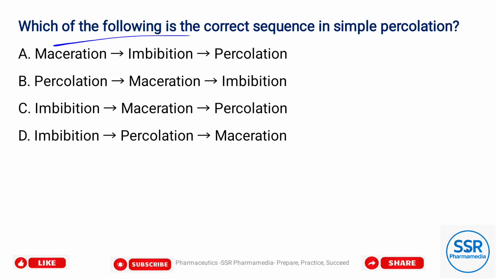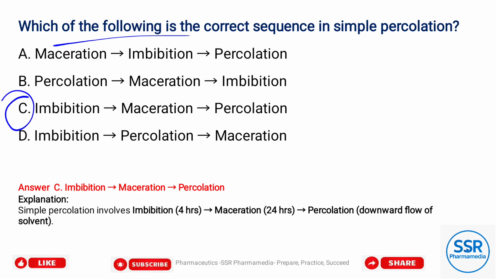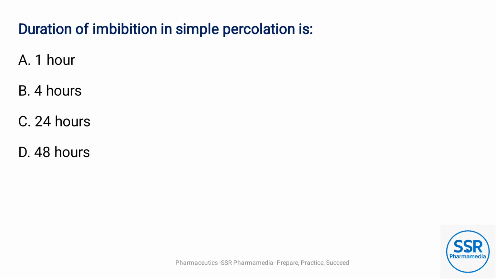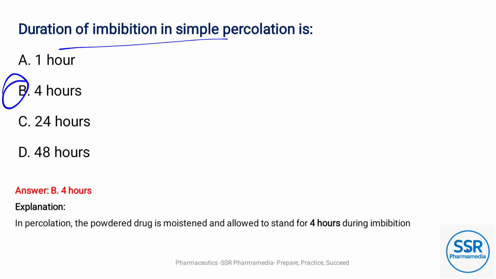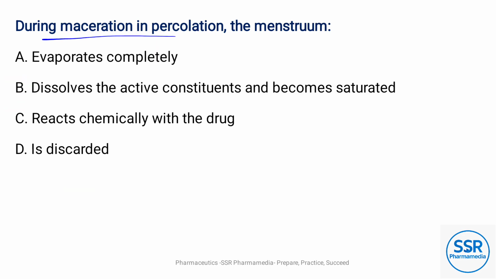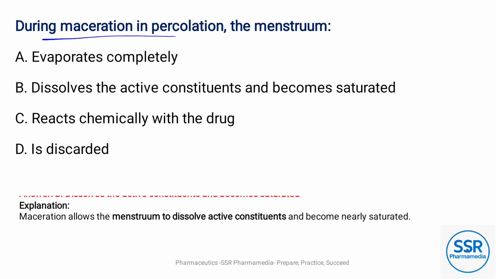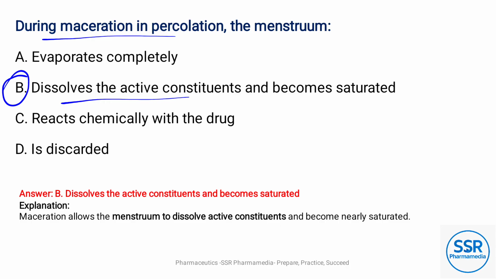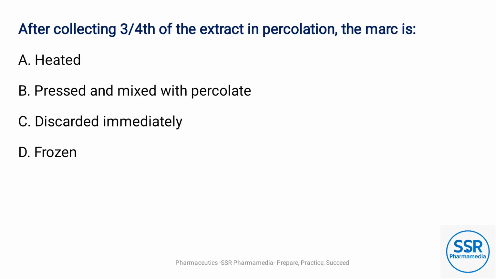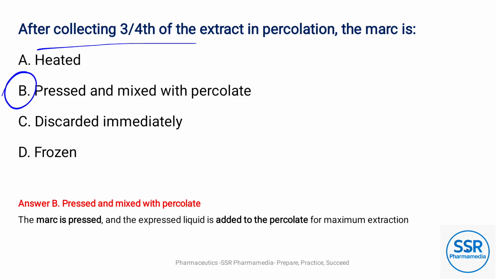Move to the questions. Which of the following is the correct sequence in simple percolation? Option C, imbibition leads to maceration, maceration to percolation. Duration of imbibition in simple percolation is option B, 4 hours. During maceration in percolation, the menstruum, option B, dissolves the active constituent and becomes saturated. After collecting 3/4 of extract in percolation, the marc is option B, pressed and mixed with percolate.